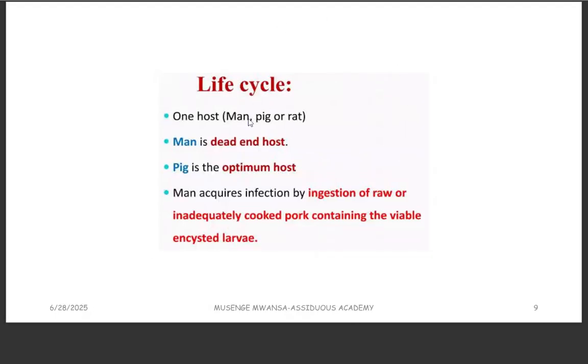The life cycle: they have got one host. It can either be man, the pig, or the rat. Man is usually the dead end host. The pig is the optimum host. This is where you are likely to get it, where they like having their life cycle. Man will acquire infection by ingestion of raw or inadequately cooked pork containing the viable encysted larva, if the larva has not been killed yet.